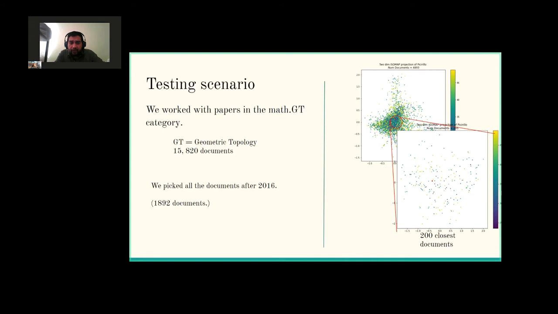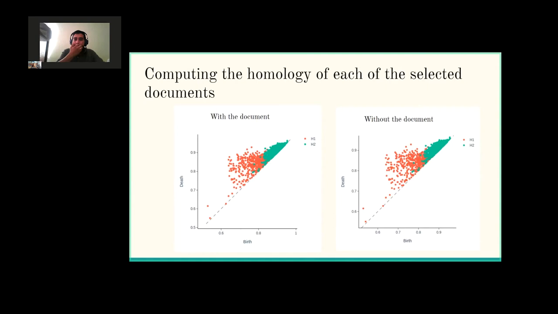And here is what happened with homology. I'm plotting here the first homology and the second homology of one paper: the homology with the document and the homology after we remove the document. And as you can see, there is not much difference between the two homologies, which means that the neighborhood that we are taking is big enough to not notice any difference between the homologies.